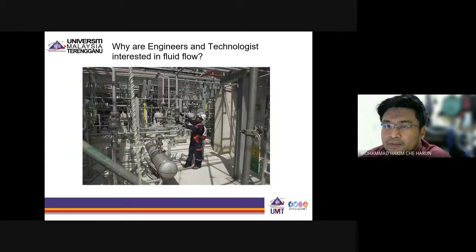Okay, so why are engineers and environmental technologists interested in fluid flow? If you can see here, somebody is working in the petrochemical industry. In the petrochemical industry, there's a lot of tubing and piping. Every part of this is fluid mechanics, trust me, because it involves pressure, temperature. This is pressure, I'm sorry. Temperature is everywhere, and they have joints where you get pressure loss and everything. Everything is about fluid mechanics.